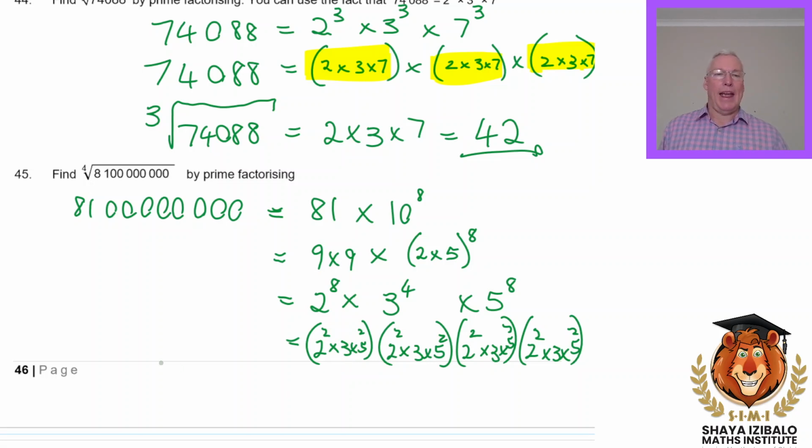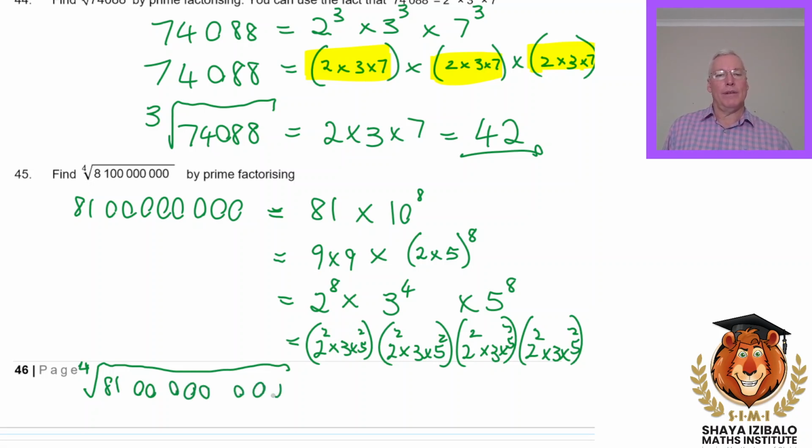But the actual answer for the fourth root of 81 followed by 8 zeros is just going to be one of these brackets. Okay, so it's going to be 2 squared times 3 times 5 squared. Now remember, 2 squared is 4, 5 squared is 25, that's 100. 100 times 3 is 300.